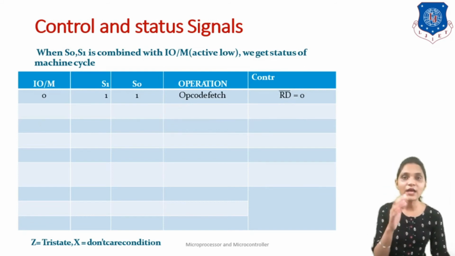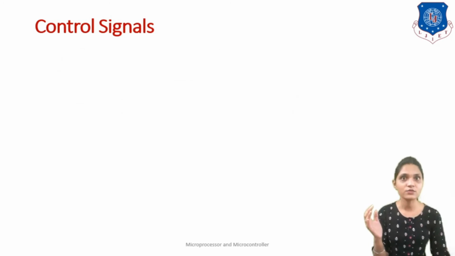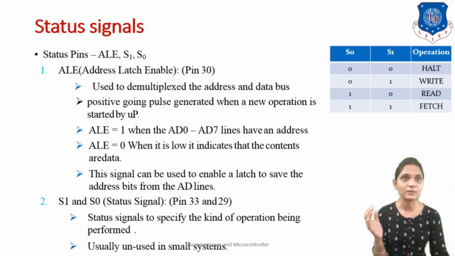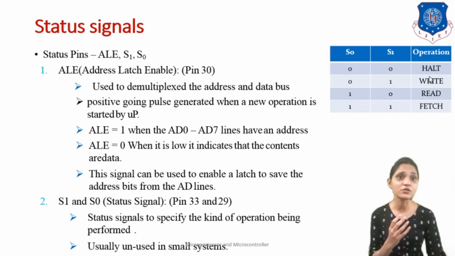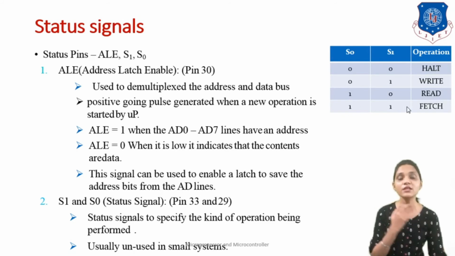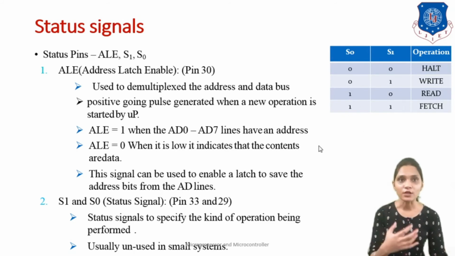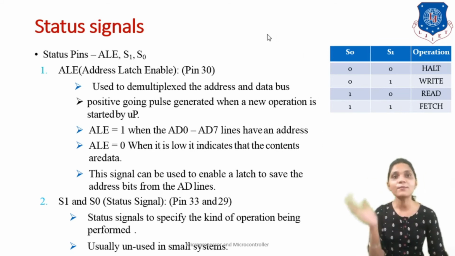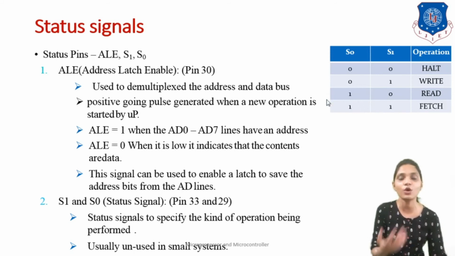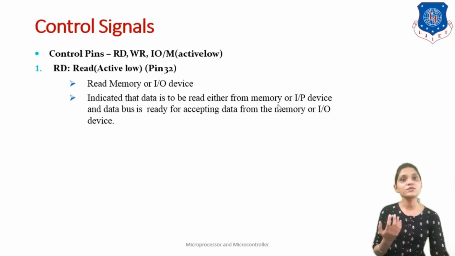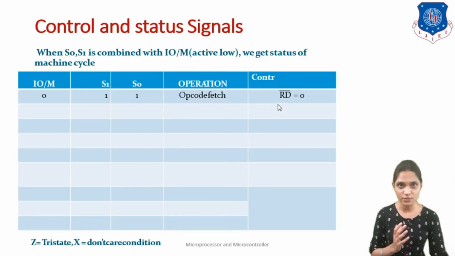Okay, and that we are combining with the IO comma M bar that we have seen over here first in this table. Which kind of operation is done by the processor: if it is 0 0 then halt operation, if it is 0 1 then write operation, 1 0 then read operation, 1 1 then the fetch operation is done. But of what? Of memory or IO, that you have to combine with the IO comma M bar. Then we can say whether it is memory read or IO read, whether it is memory write or IO write, whether it is opcode fetch or other thing. Okay, so this we have to combine with these 4 signals.